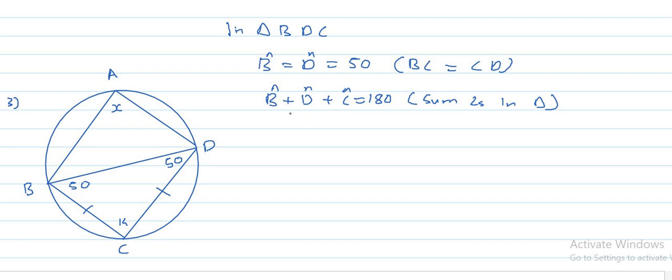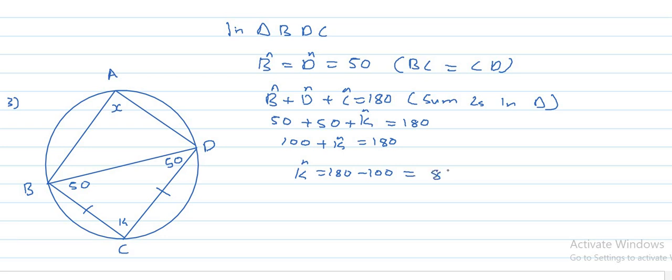We said B plus D are 50. This is 50 plus 50 plus angle C, which is K, equal to 180. 50 plus 50 is 100, plus angle K equals 180. Therefore, angle K will be equal to 180 minus 100, which equals 80 degrees.